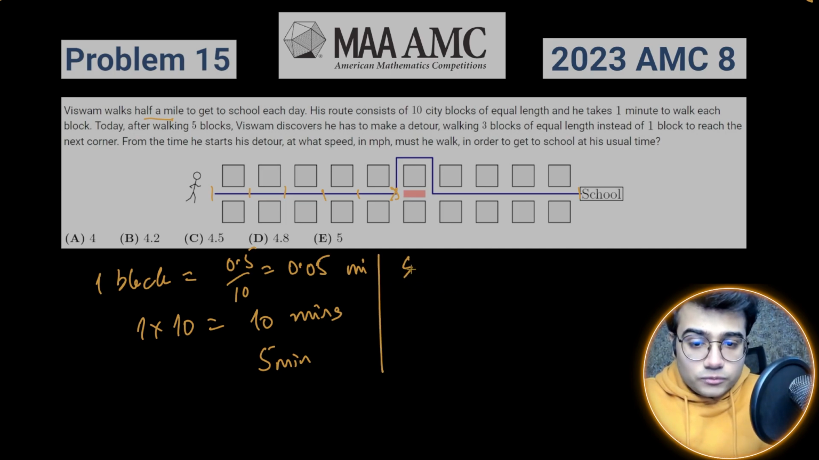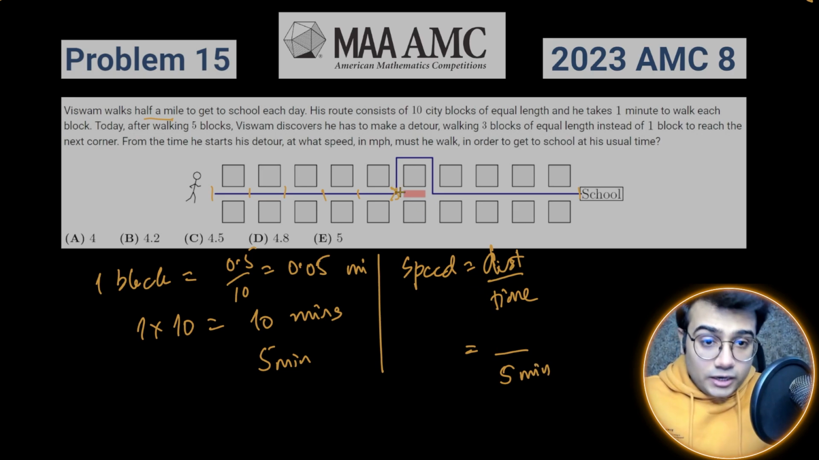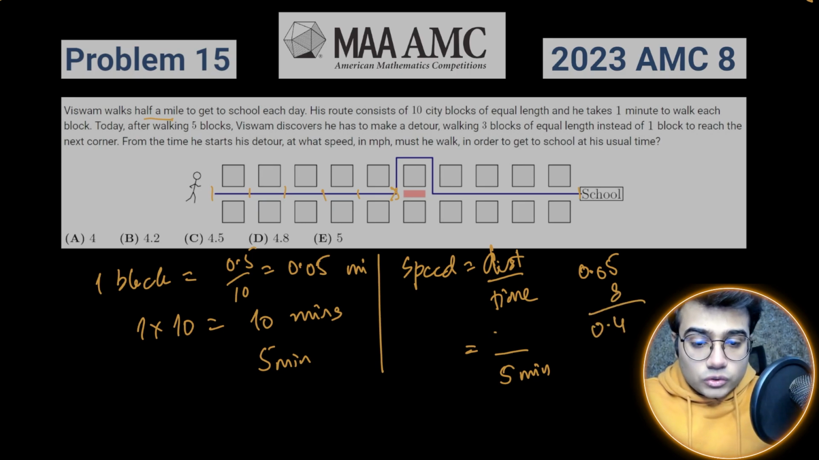So let's use the speed formula. Speed is distance over time. The time we need to do is 5 minutes, okay? And the distance that he is left with is 8 blocks. So 8 times 0.05, let's do that. 0.05 times 8, well, that's going to be 0.4. So he has to do 0.4 miles in 5 minutes.